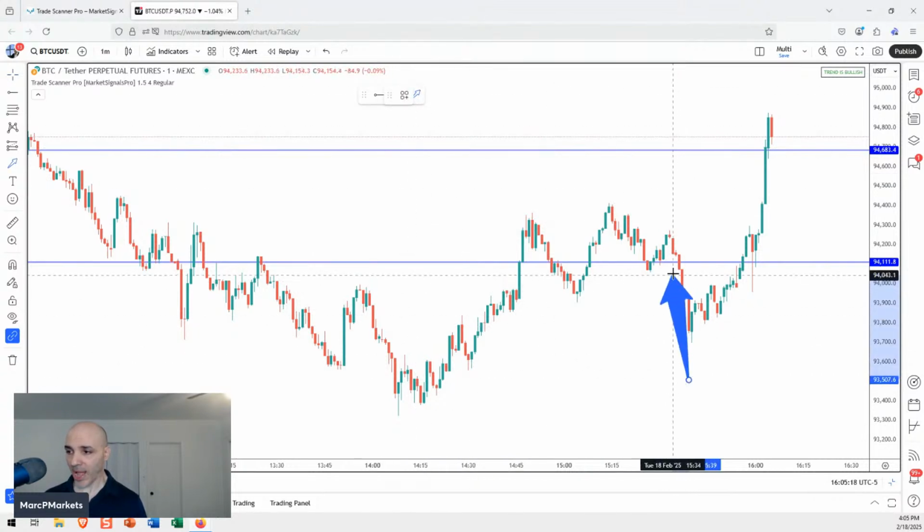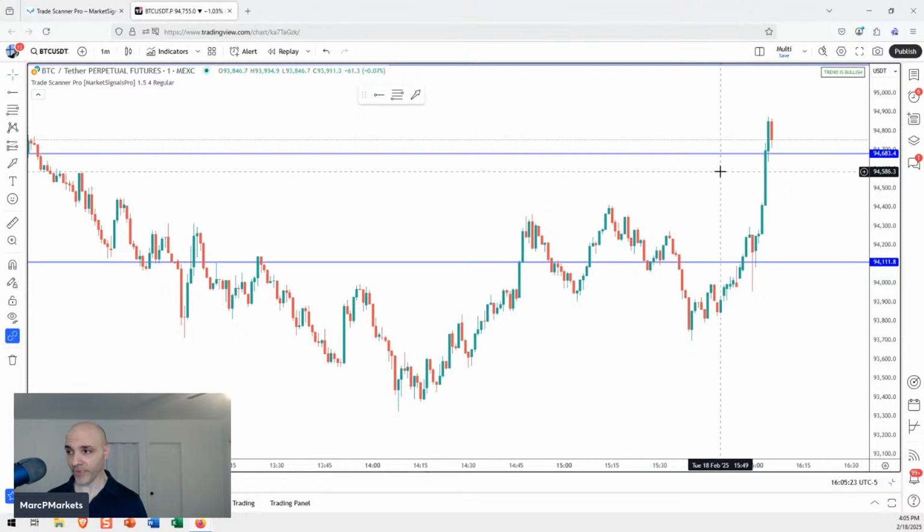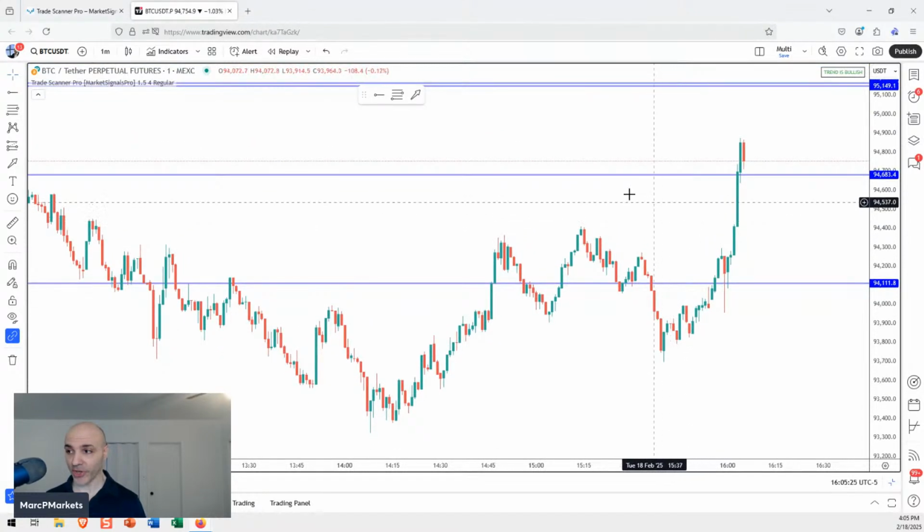So these lines represent the lines that I drew on that hourly chart. This is my 1 minute, right? And I'm looking for rejection here. I'm looking for resistance. Okay, cool. So I have my plan.